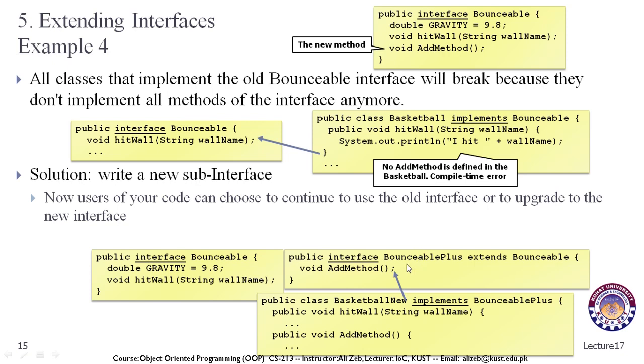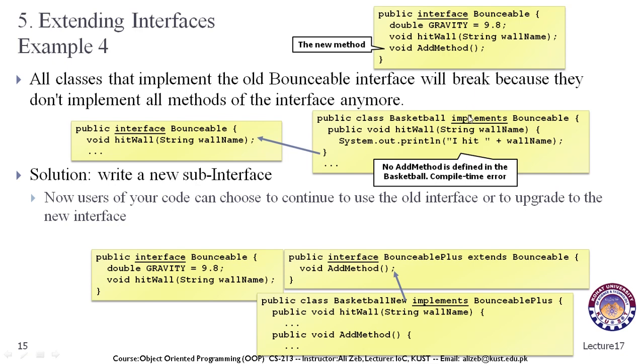What has been done is public interface bounceable plus, we have created a new interface, the bounceable plus, that extends the bounceable interface. Now we will only need to implement this add method in our class if we implement this new interface. And this is where we have avoided a situation that can break our program if we were to add a new method to an interface that we were already implementing.